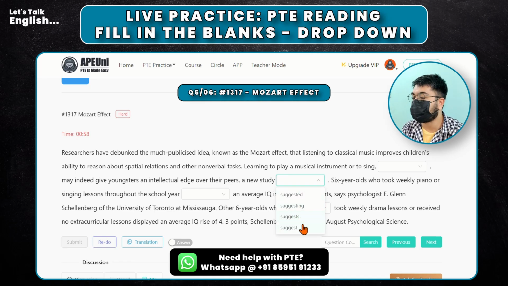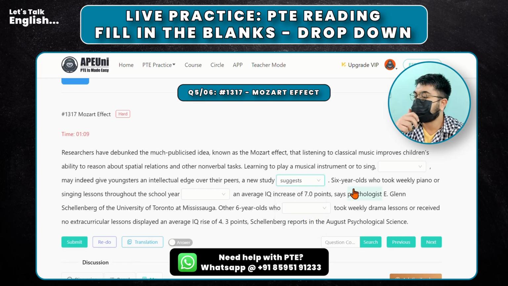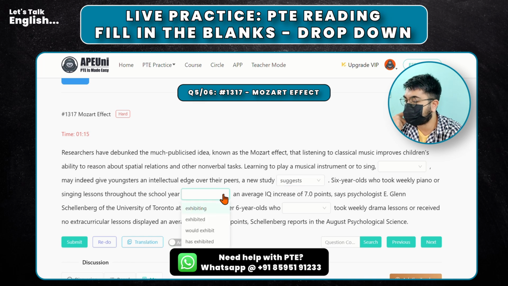अब basically देखो यहाँ पे क्या है? You are going to choose something that should be in the simple present tense because it is talking about today. Okay, 6-year-olds who took weekly piano or singing lessons throughout the year scored an average recorded. Oh, अरे वाह, अगेन ग्रामर.